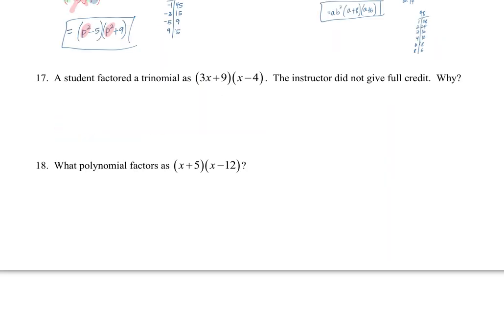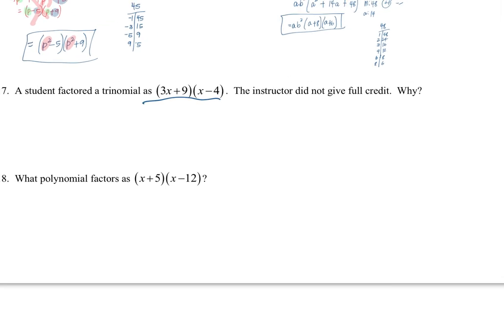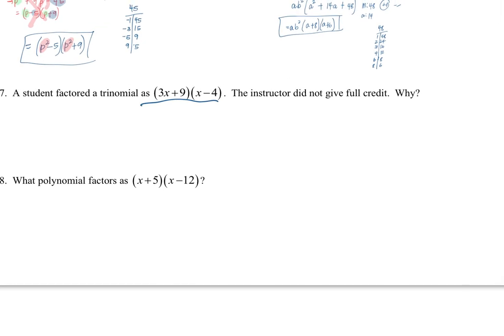And then 17 and 18. I love these questions in there because they're just good to think about. So a student gave this as their answer, okay? 3x plus 9, and then x minus 4. It actually says the instructor did not give full credit. Why? This is why.